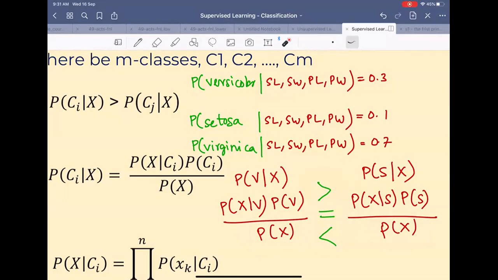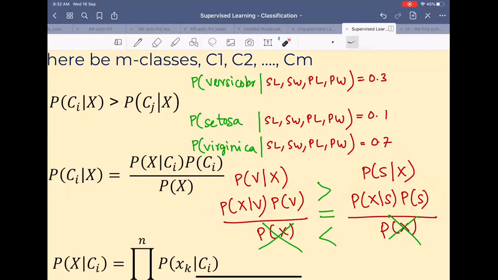And the reason is simple. I divide both sides by P of X. So this gets cancelled, this gets cancelled. Now I can directly get my answer by evaluating the numerator. From the numerator, we know how to evaluate this part, that is the probability of a given class. We just saw an example of that.